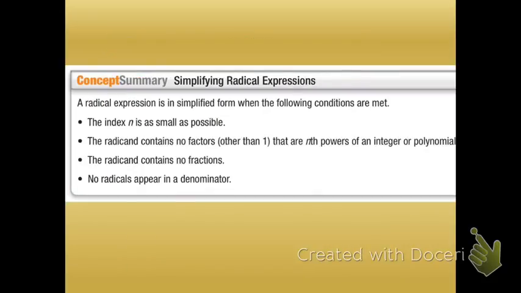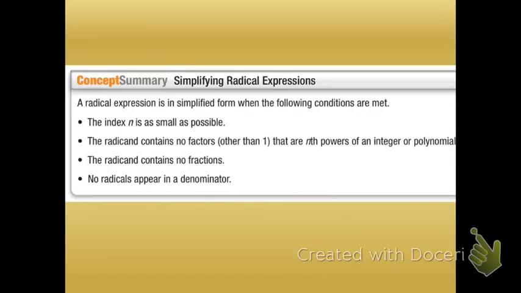Another slide you can summarize if you feel the need is your simplifying radical expression rules. A radical expression is in simplified form when the following conditions are met. Number 1, the index is as small as possible. That one doesn't really come into play this lesson. It definitely does on the next video, so keep that in mind for 6.6. The second bullet, the radicand contains no factors other than 1 that are nth powers of an integer or polynomial. That's just fancy talk for you can't have factors left in your factor trees. So if you factor tree everything and do that correctly, that one shouldn't be an issue for you.